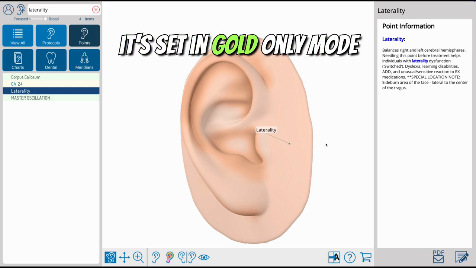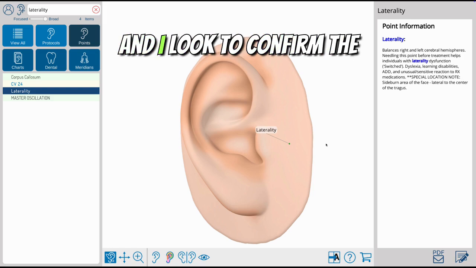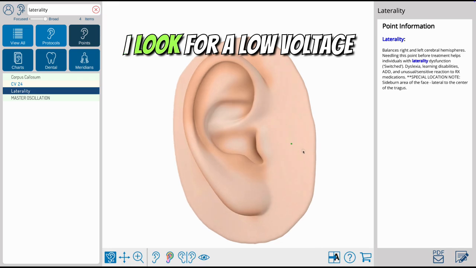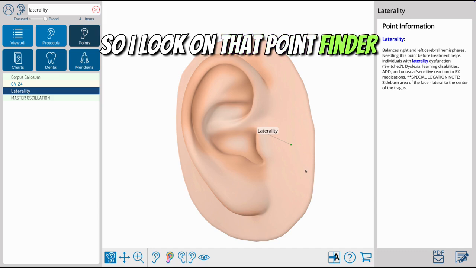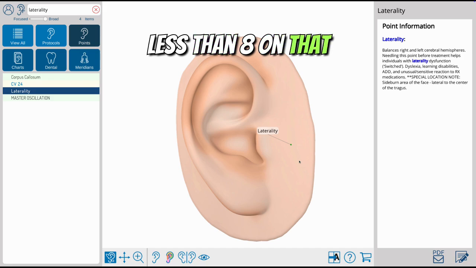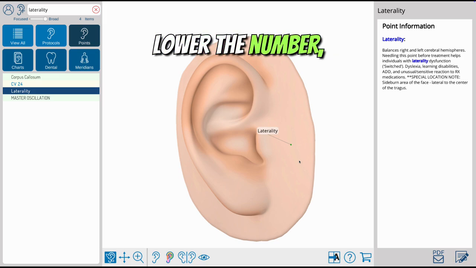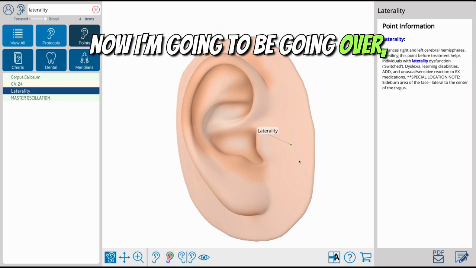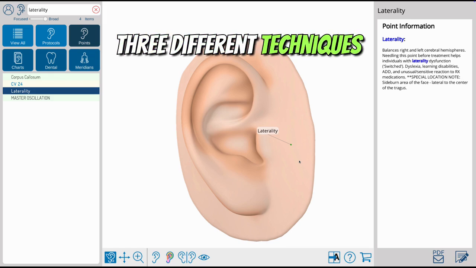It's set in gold only mode because I'm looking for deficiencies only, and I look to confirm the deficiency in this laterality point. I look for a low voltage reading or resistance. So I look on that point finder to see if this point shows up less than 8 on that point finder, because the point finder goes from 0 to 16, and the lower the number, the more deficient the acupoint is.